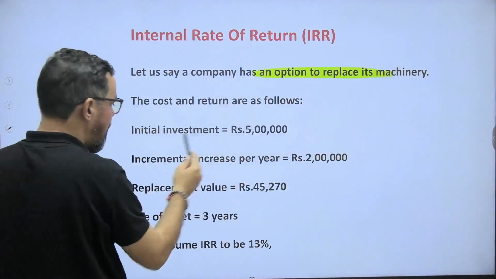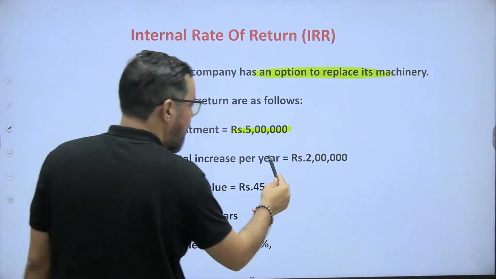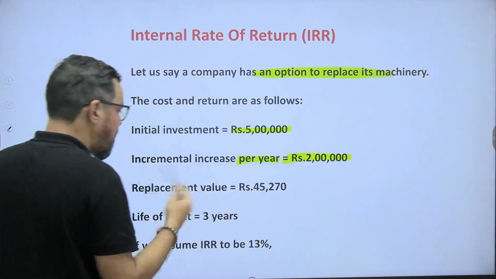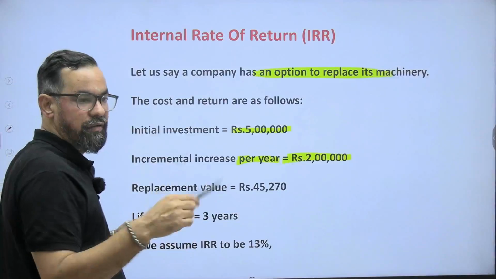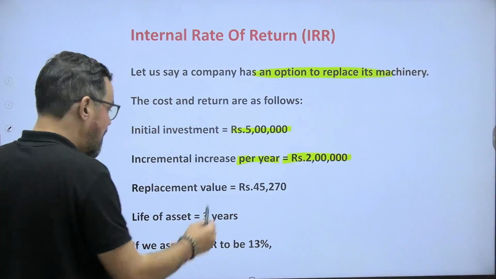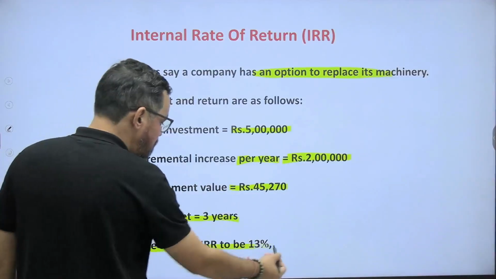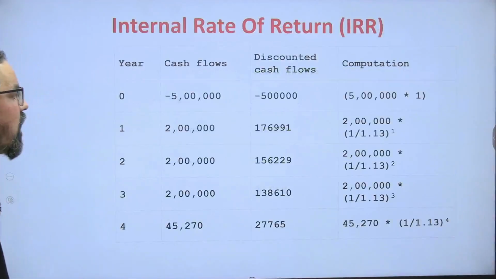So the cost, your initial investment, is 5 lakh. Okay? Incremental increase per year is 2 lakhs. Okay? Every year you have to contribute 2 lakh rupees to maintain that machinery. Replacement value is this. Okay, so life of the asset is 3 years. So if we assume IRR is 3%, how will you calculate?